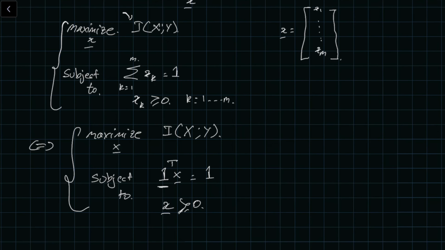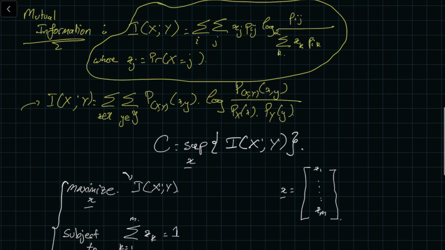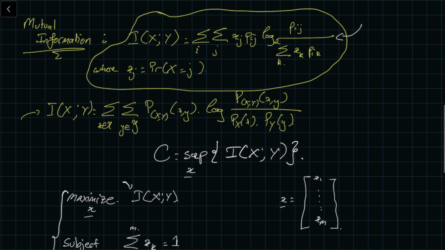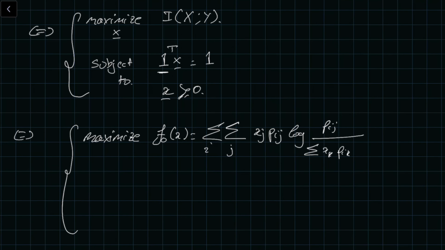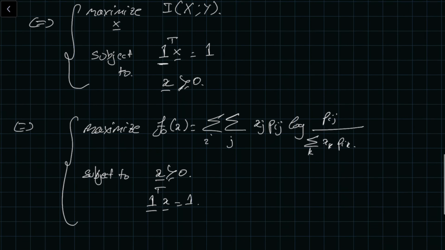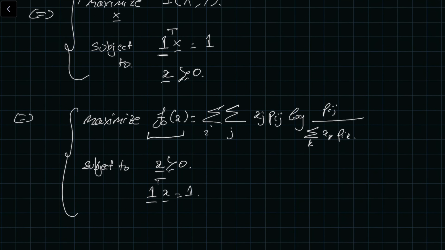Now, let's replace the cost function. Let's call it f0 of x instead of I(x;y), to stay consistent with our convex optimization course. So it is the sum over i and j of x_j p_ij log of p_ij over the sum over k of x_k p_ik, subject to x entry-wise positive and 1 transpose x is 1. Now, this is still a bit nasty, and we could rearrange it and make it look better.